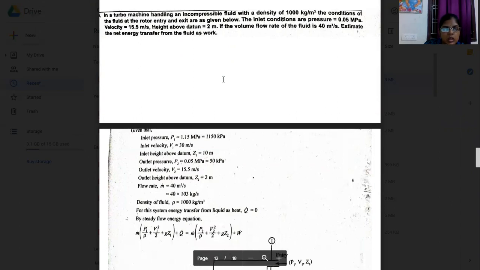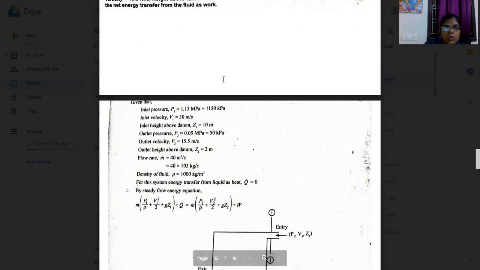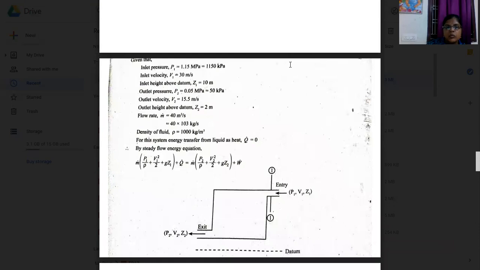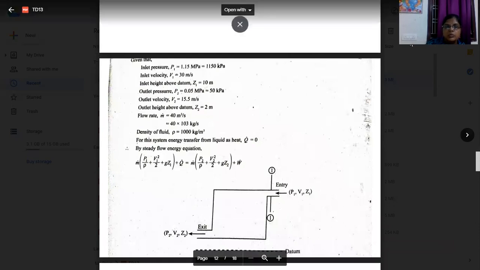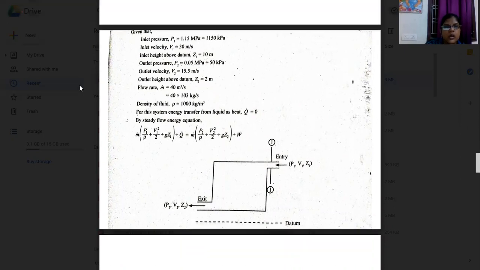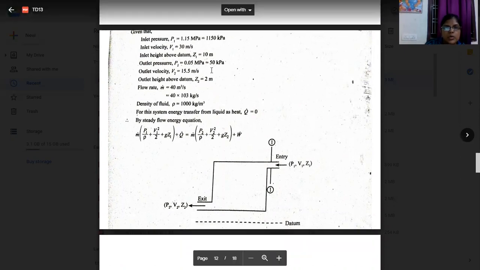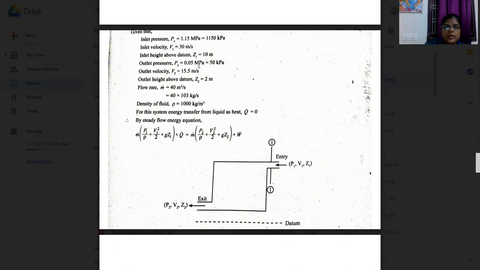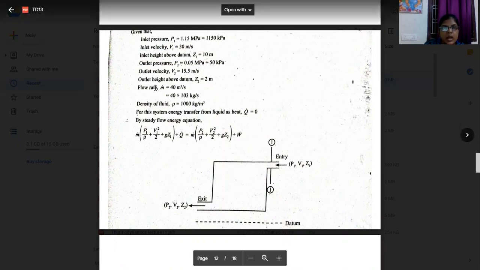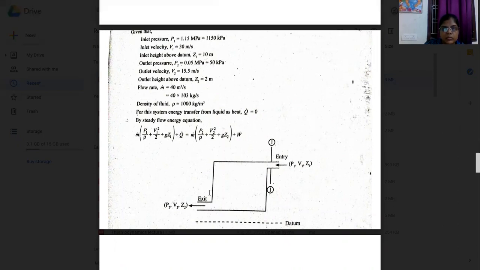Some values are changed. Inlet datum 10 meters and outlet pressure 0.05. The problem is given wrong, so by taking this data, solve the problem. Outlet pressure P2 is 0.05 megapascal; mega is 10 cube into 10 cube, so 10 cube is kilo, so 50 kilopascal. Outlet velocity is 15.5 meter per second. Outlet height above the datum is 2 meters, and Z is equal to 10 meters.